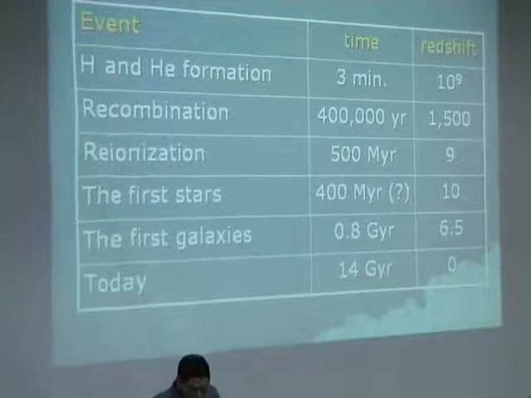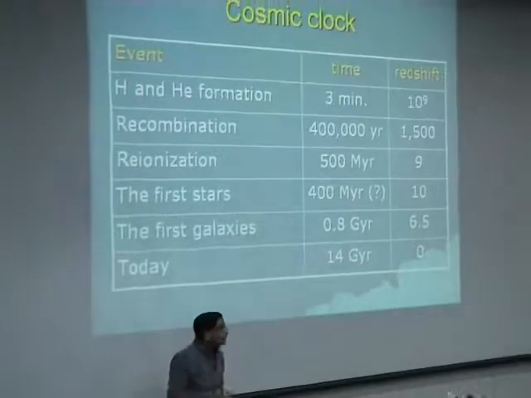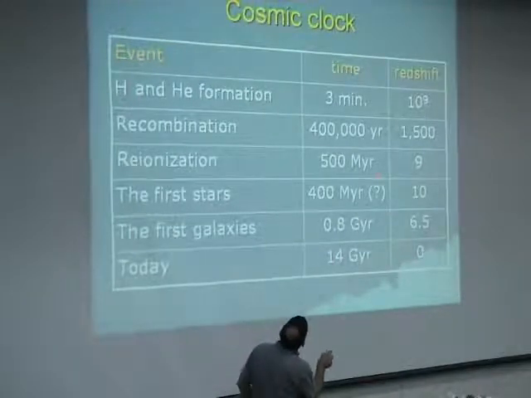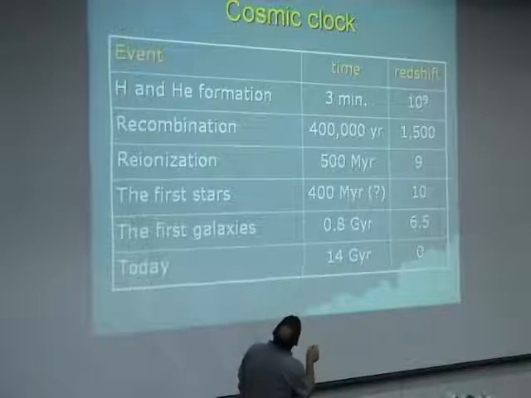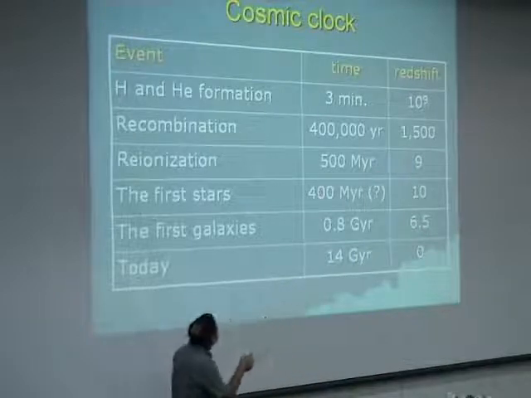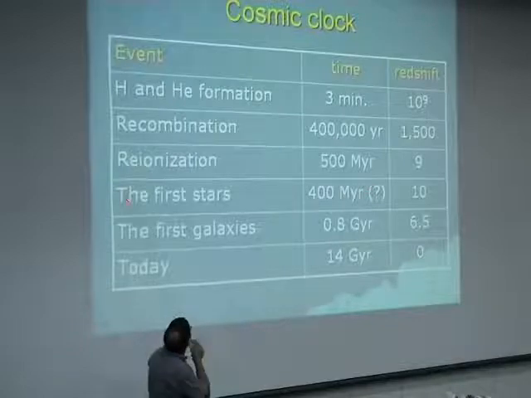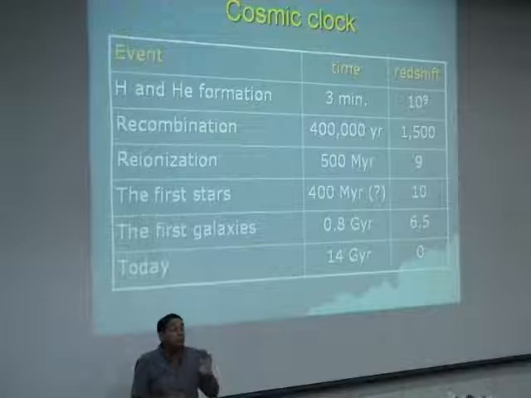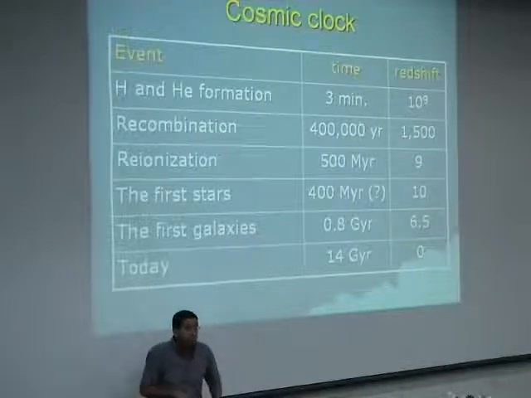So these are the cosmic clocks that we have to have for the background, and I want to mention that we believe, and we don't know that very accurately, that sometime when the universe was about 300 or 400 million years old, the first stars were born. We are not sure about this number, but it's roughly there, a few hundred million years after the Big Bang.